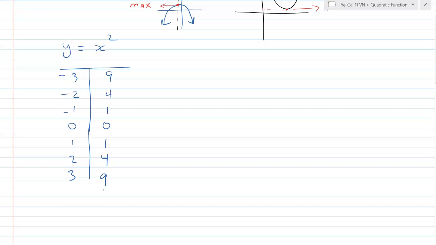Now notice that the x values are being added. From -3 to -2, you're just adding 1, right? For each x value that you add, look at what is happening. You can go back and forth. So look at what's happening between these: between 9 and 4, that's -5. This is -3, that's -1. And it just continues.